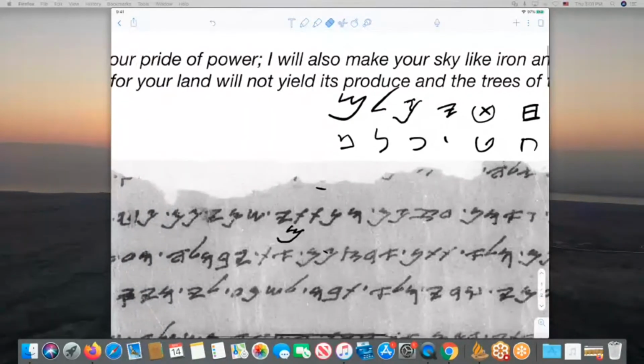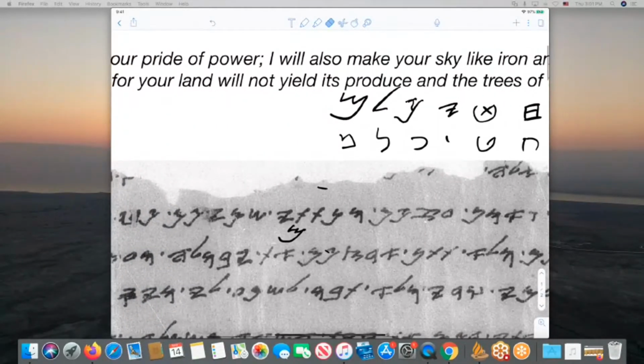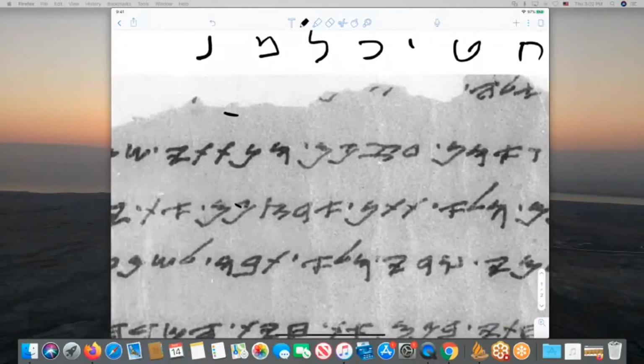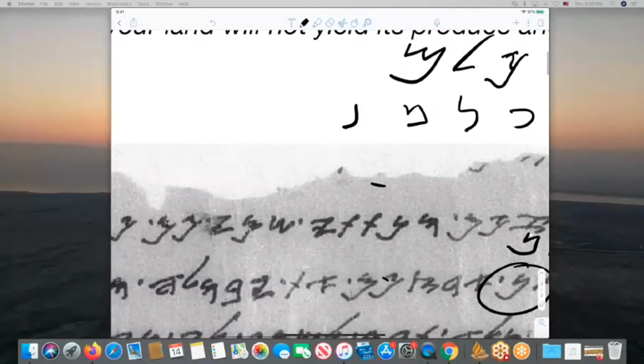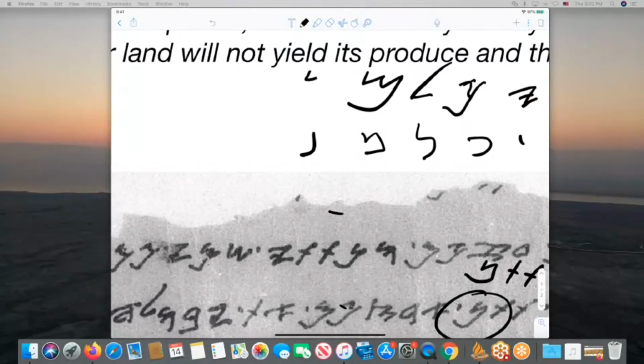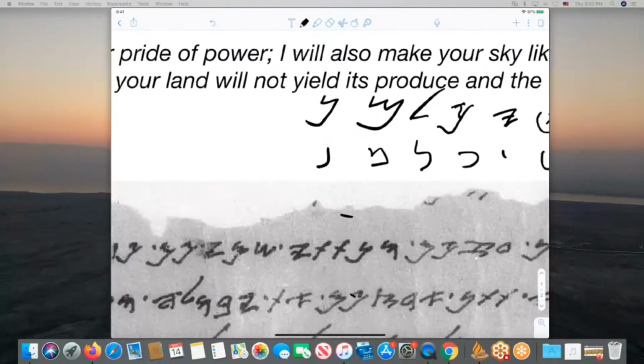Kaf, Lamed, Mem, Nun, letter Nun. Again, no final form, so you only have to learn one form for each letter. The Nun is like this right there. So this is Tav, Tav, Nun. Titen. It's kind of like a Mem, but it has less of a squiggle up top.